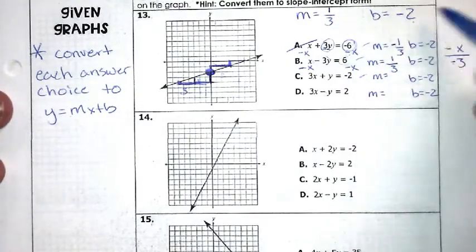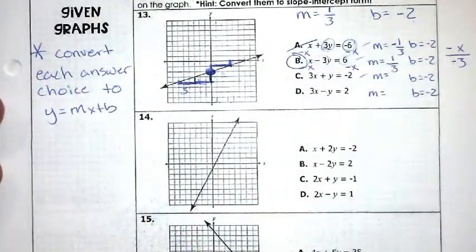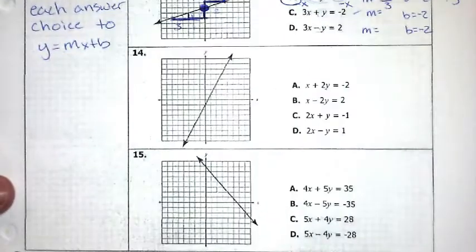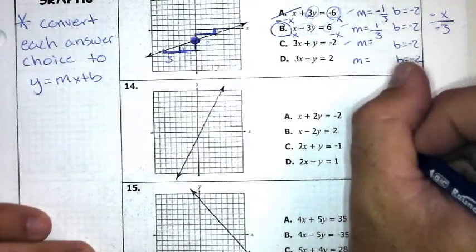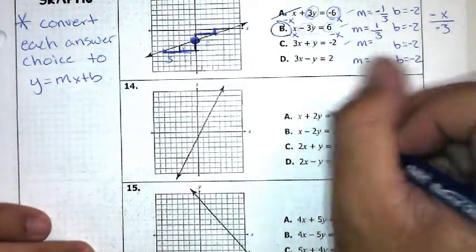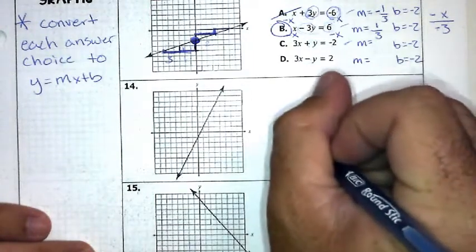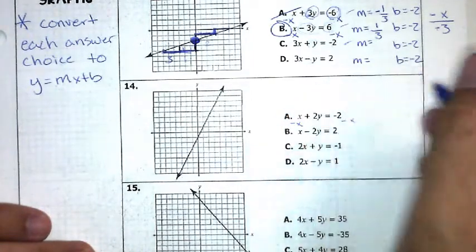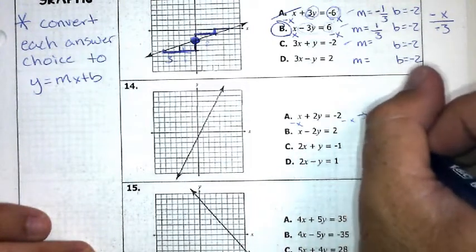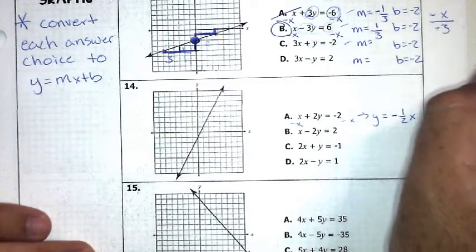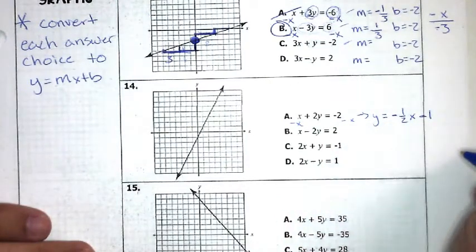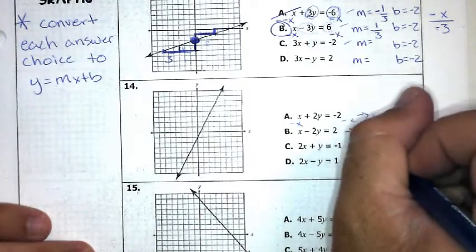Here's another way to solve it. I'm going to solve each one in slope-intercept form. So subtract my x, subtract my x. That'll end up being y equals negative 1/2 x minus 1. This one will end up being y equals negative 1/2 x minus 1 also.